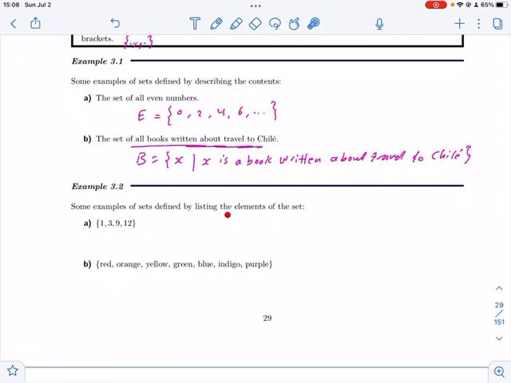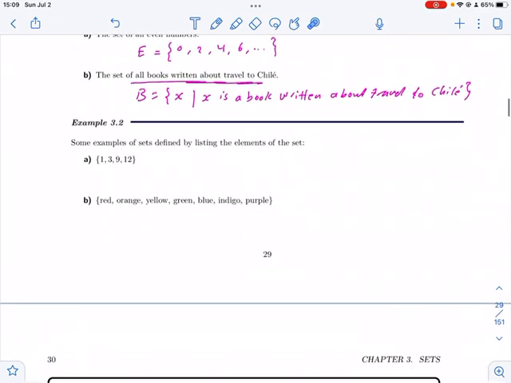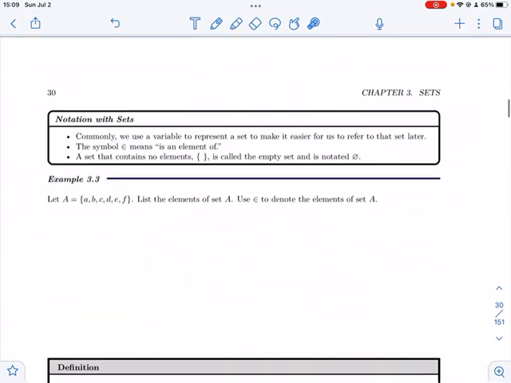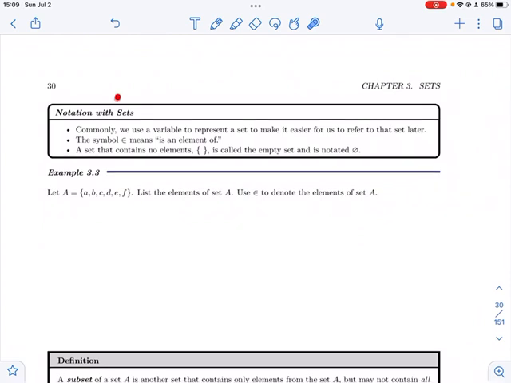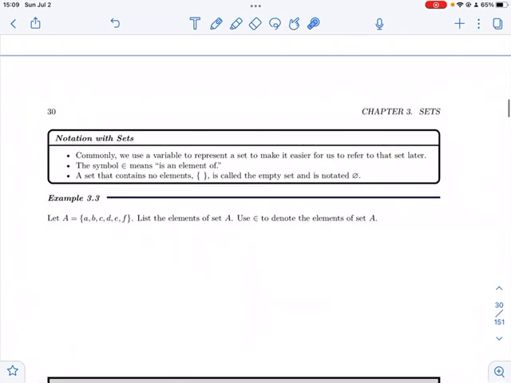Here, in this set, we can see that all elements are listed: red, orange, yellow, green, blue, indigo, purple. All elements are listed here. Now, notation with sets. Commonly, we use a variable to represent a set to make it easier for us to refer to that set later. For example, we can say this is the set A. Instead of writing everything in the set notation, we just write A. We usually use capital letters for sets and small letters for elements as needed.